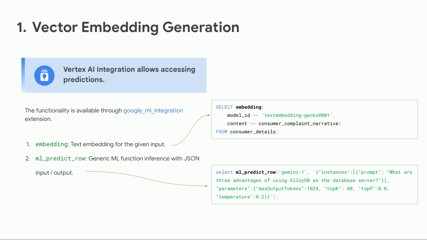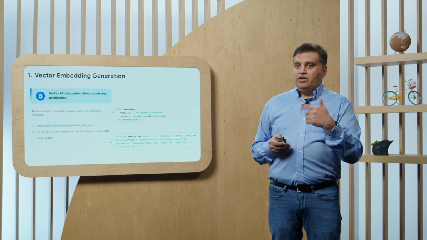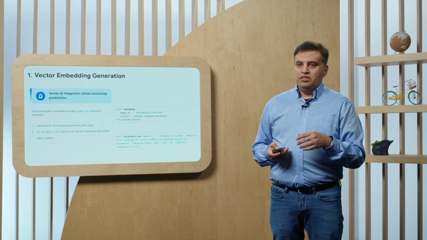Now I'll walk you through a couple of ways to create embeddings and also store and index them. This is the Vertex AI integration. There is the Google ML integration extension available. You just enable it, and then you can use the embedding function with the text embedding gecko model. You send any string or data, and it will create a vector embedding for you that you can store. You can also do ML predict row on this, right?